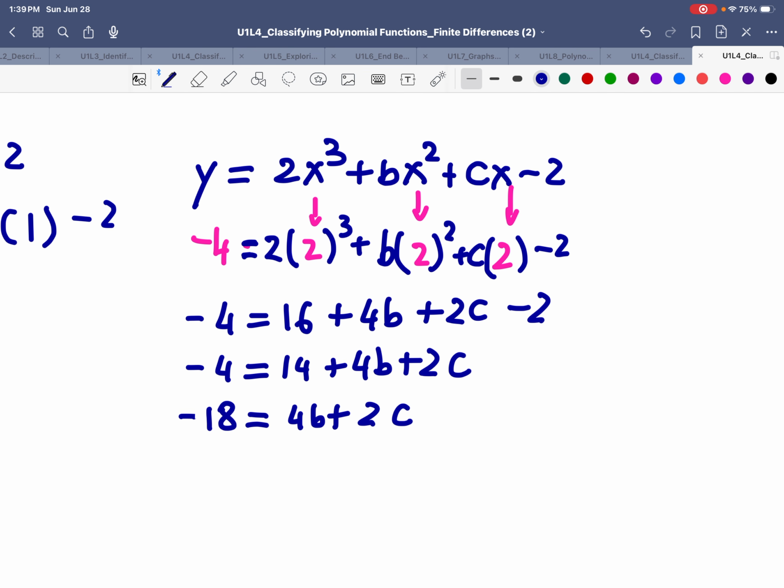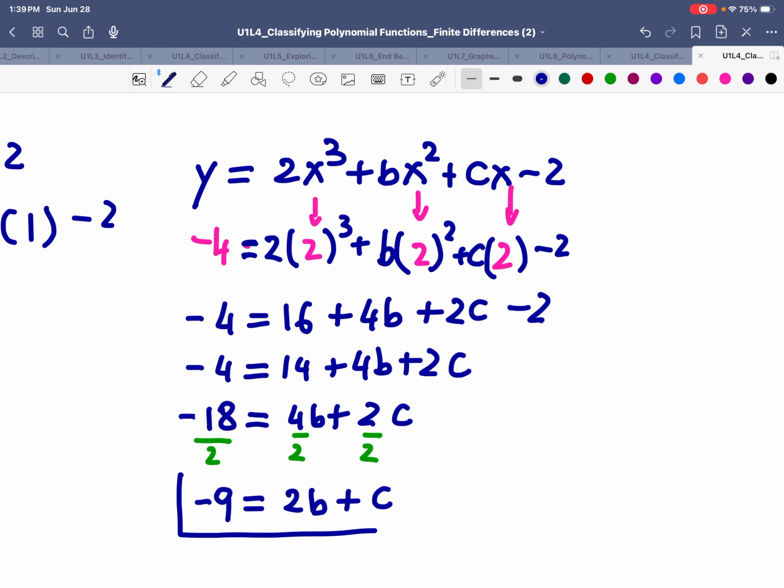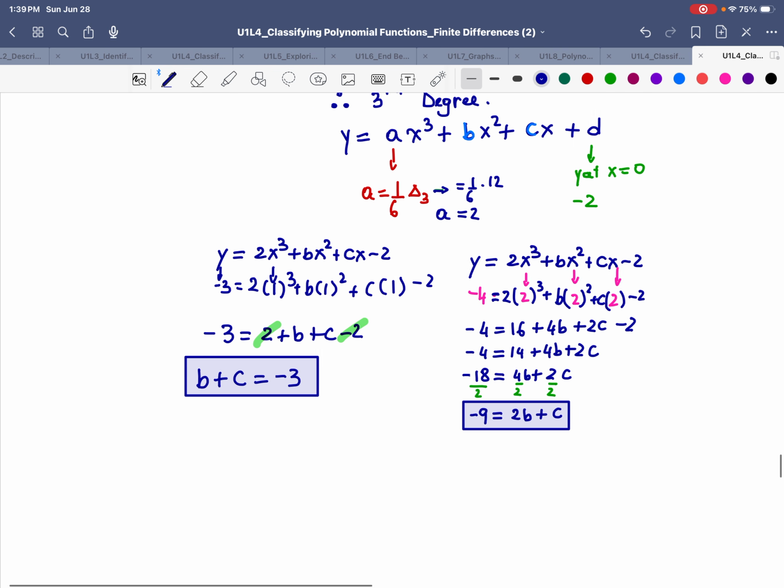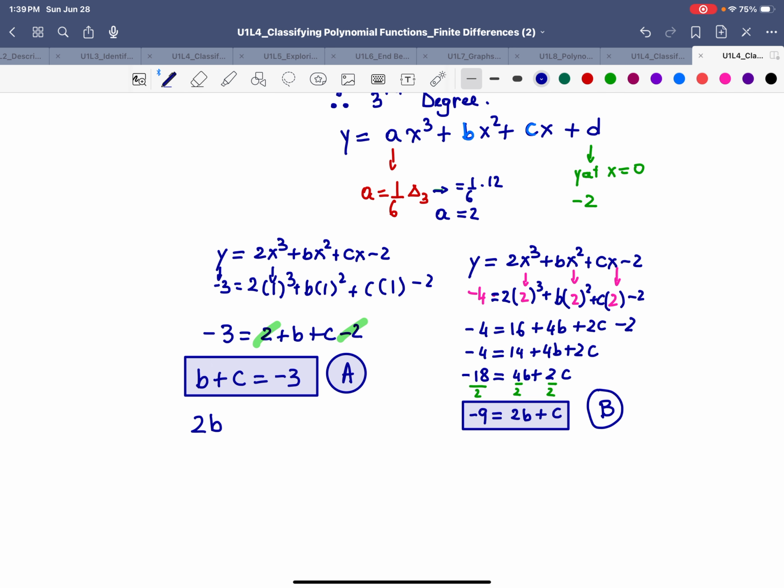Now it is best to simplify these equations before we use them in the system of equations, and we can because all the coefficients are even numbers. So we have 2b plus c equals negative 9, and here we created a second equation that contains the variables b and c. So we're going to bring together the two equations. I'm going to call this equation A, and I'll call this equation B. And I will bring them closer to each other. So 2b plus c equals negative 9. So this would be our equation B.